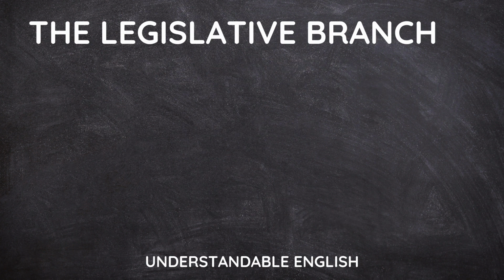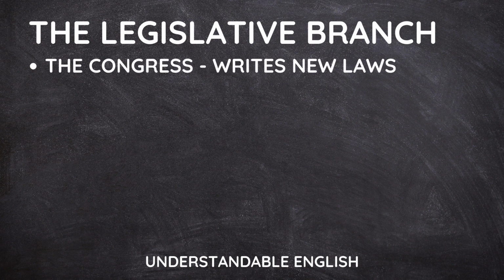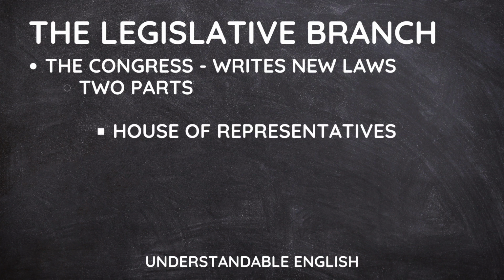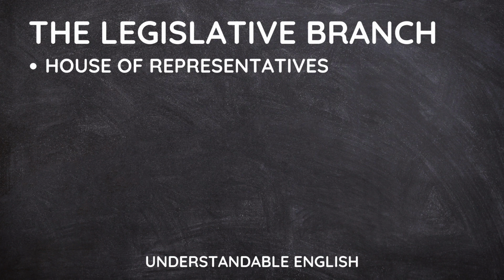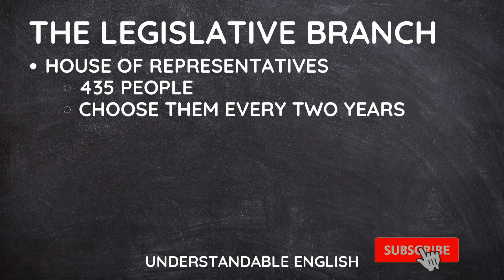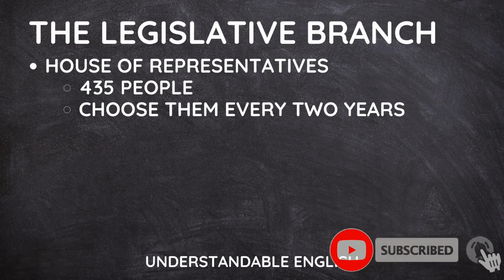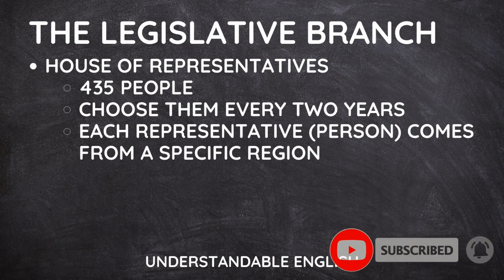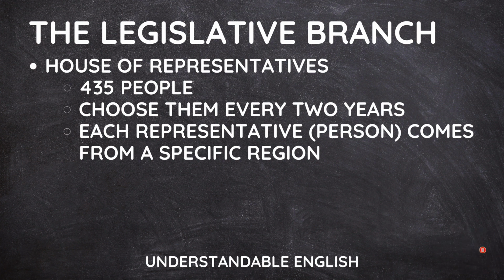Now, let's look at the legislative branch. The legislative branch writes new laws or rules. There are 2 parts, the House of Representatives and the Senate. The House of Representatives has 435 people, or representatives. We choose them during our elections every 2 years. Each person, or representative, comes from a specific region.